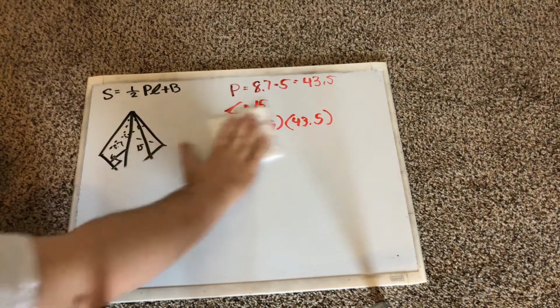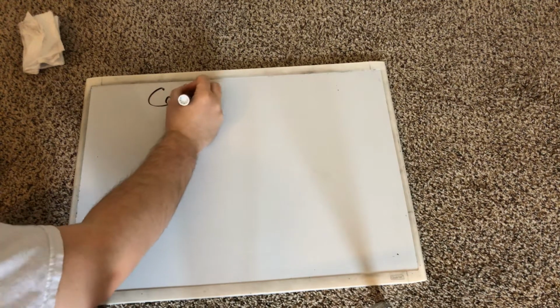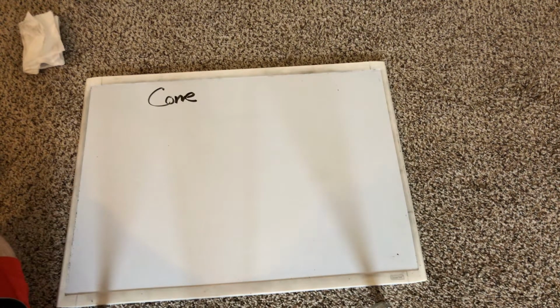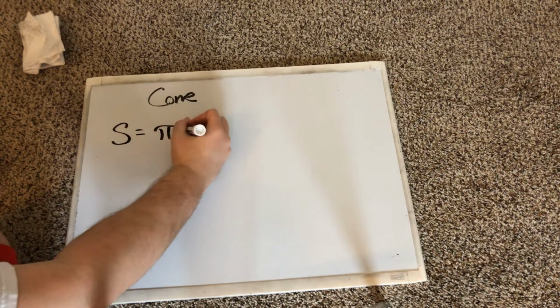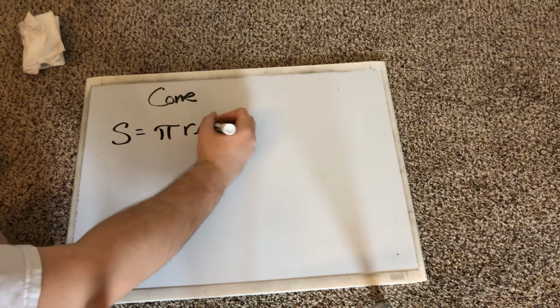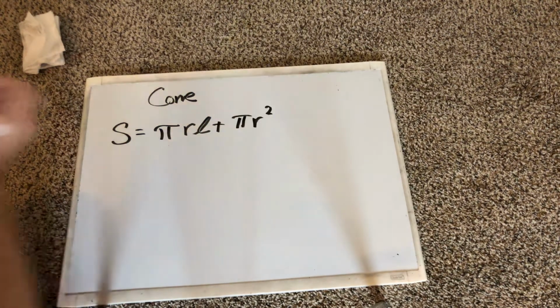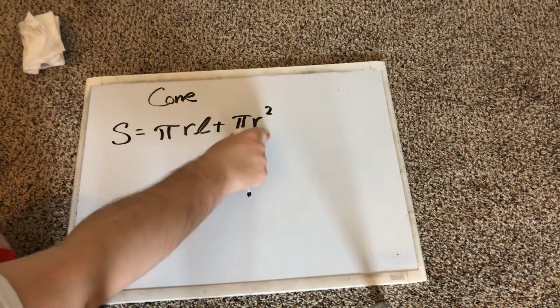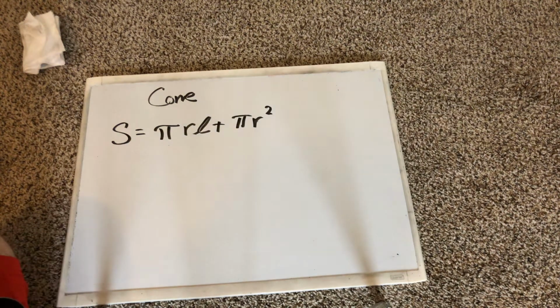Alright, last but not least is the area of a cone. It's very similar to a pyramid, except that there's a circle on the bottom. It's always a circle on the bottom. So the surface area is pi times r times the slant height plus pi r squared. So we have the area of the base, which is our circle, plus pi times r times the slant height.